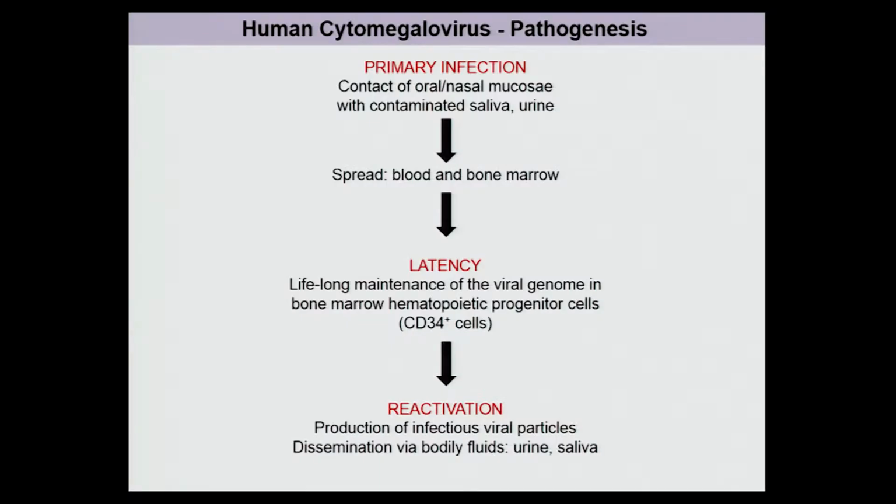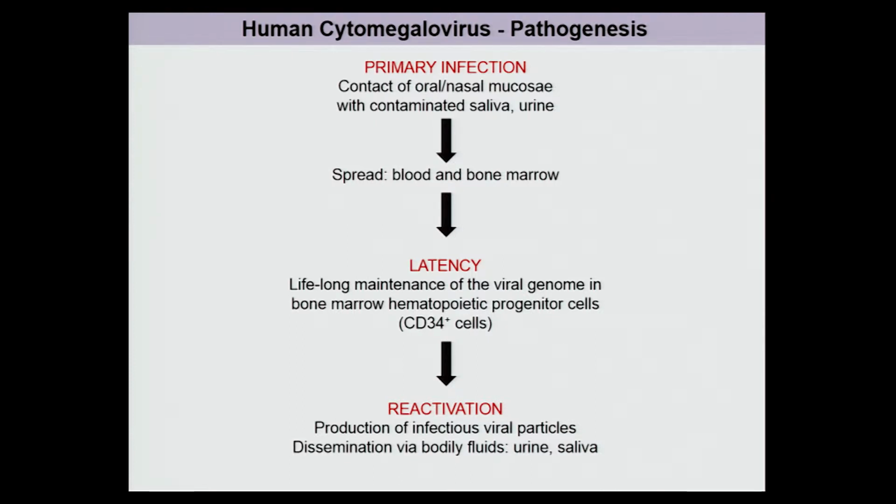CMV is able to infect a wide variety of cells, including CD34 positive hematopoietic stem cells and dendritic cells. As all herpes viruses, cytomegalovirus establishes a lifelong latency after a primary infection. In the case of CMV, the primary infection happens when there is contact of the oral or nasal mucosa with contaminated saliva or urine.